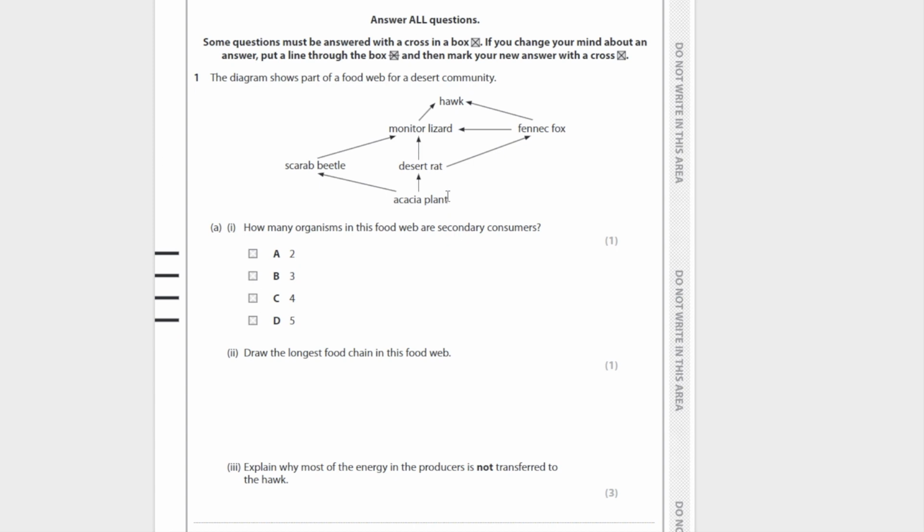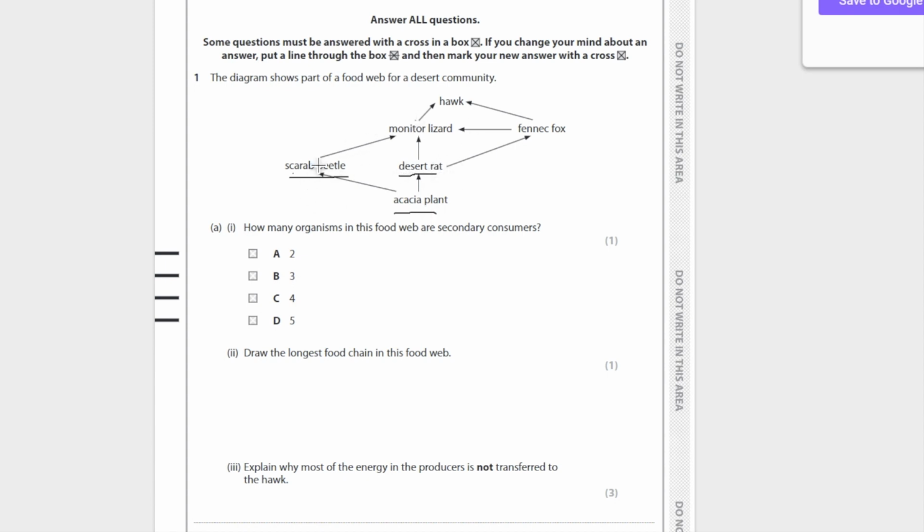Question 1. The diagram shows a part of a food web with the desert community. How many organisms are secondary consumers? So let's have a look. We know that the first thing in the food web is going to be the producer, right? And we know the second thing, the arrow that goes from the producer, is going to be the primary consumer. So these are primary consumers. So what are we looking for? We're looking for the arrow that goes from the primary consumer to something else.